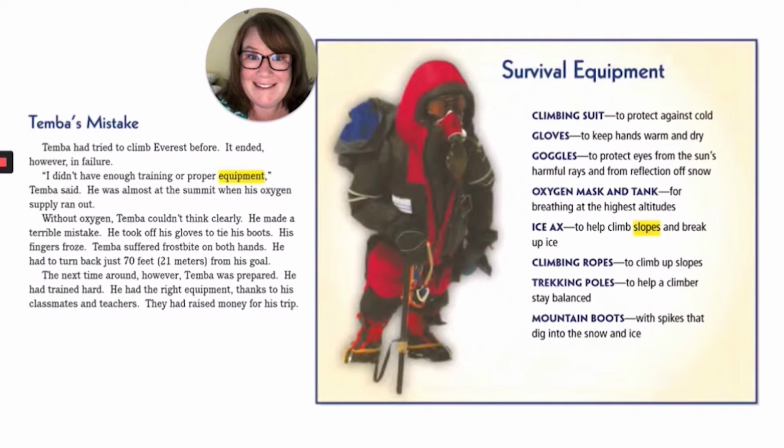Tembas' mistake. Tembas had tried to climb Everest before. It ended, however, in failure. "I didn't have enough training or proper equipment," Tembas said. He was almost at the summit when his oxygen supply ran out. Without oxygen, Tembas couldn't think clearly. He made a terrible mistake. He took off his gloves to tie his boots. His fingers froze. Tembas suffered frostbite on both hands. He had to turn back just 70 feet from his goal.